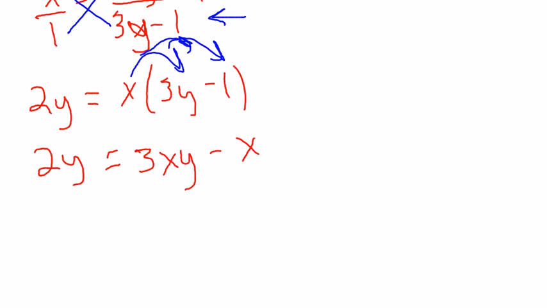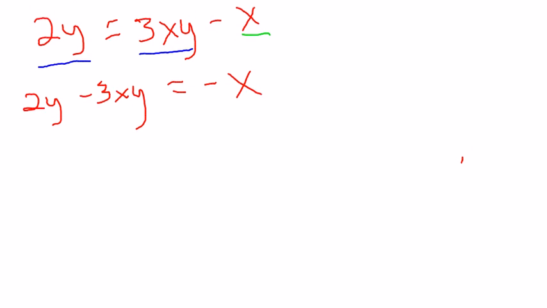Now I'm going to group the y terms. I'll underline the y terms in blue, and the non-y term is that lone x. In 59, I believe you get two non-y terms, so you would have two with that green underneath of it. Anyway, let's go back to red. I'm going to group the blues, the y terms, on the left side, and leave the non-y terms, the greens, on the other side. That gives me 2y minus 3xy equals minus x.